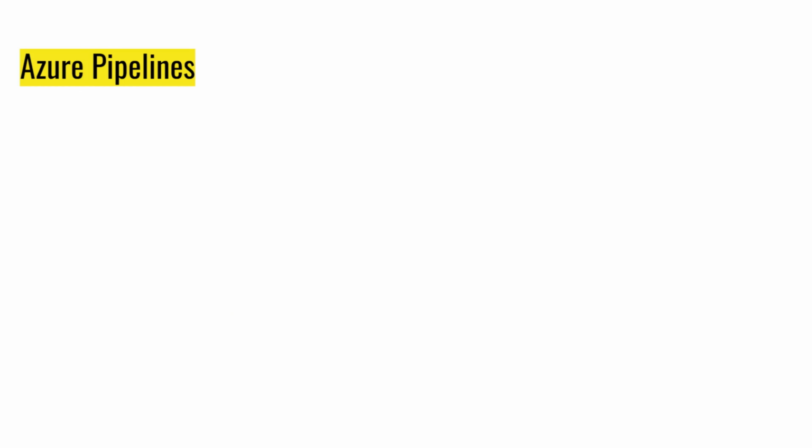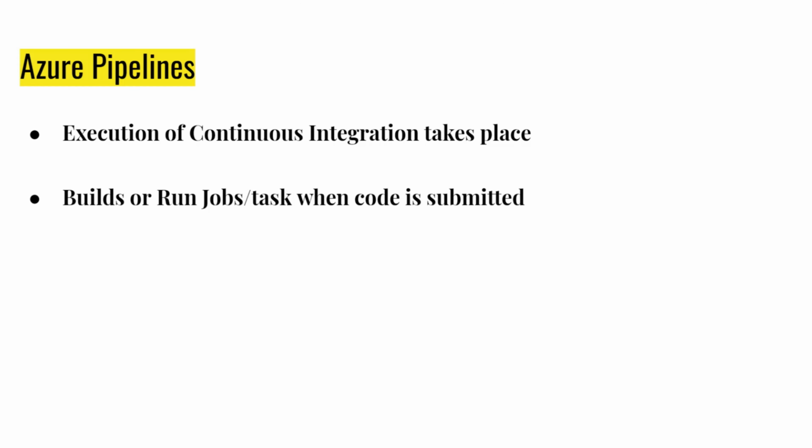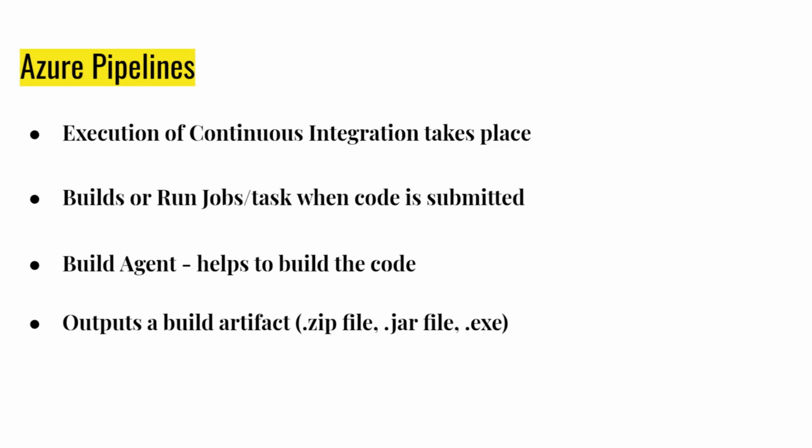Let's see what Azure Pipelines do or what are its functions. It helps in execution of continuous integration. So continuous integration takes place in Azure Pipelines. It helps in building your code or running the job when the code is submitted. So when you merge it or when you create a pull request, it helps to run a build or run a job which creates some artifact. Now that build is run using a build agent. A build agent is nothing but a sort of worker process which helps to build the code. And then the final output is the artifact.